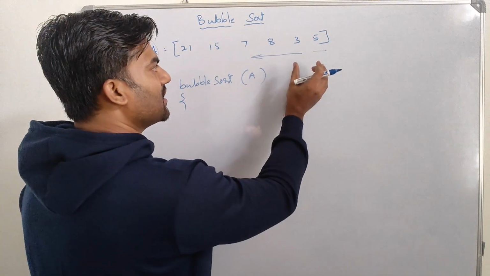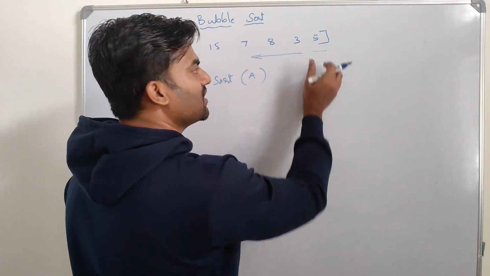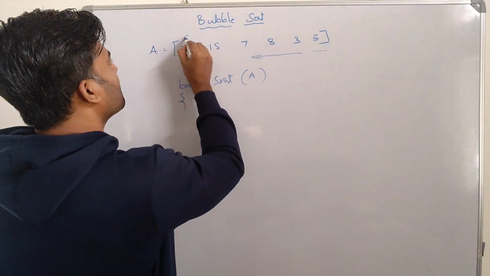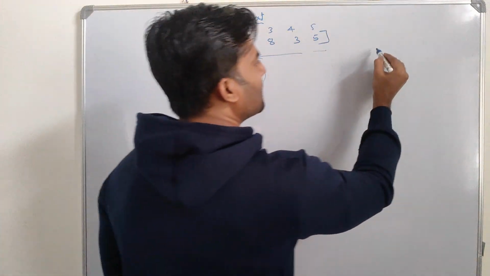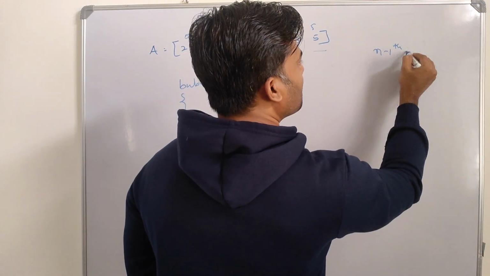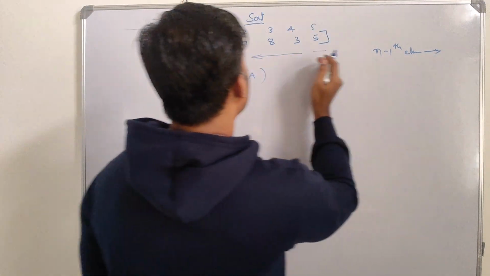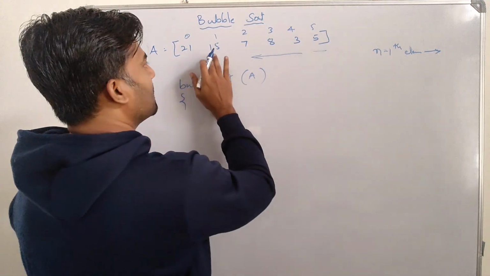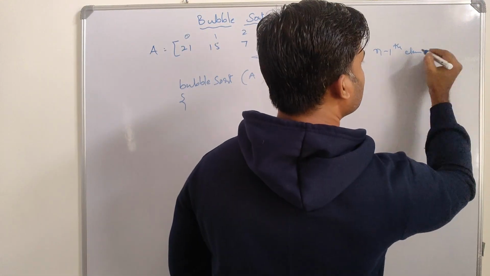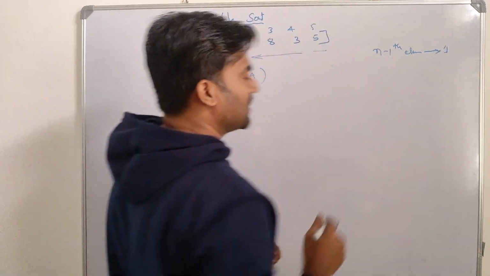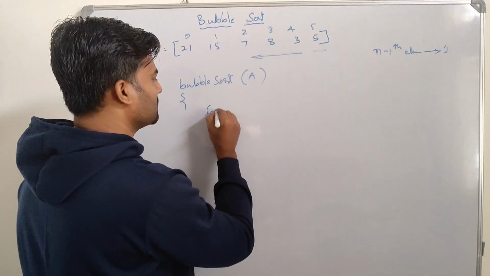Then I started from the last element, which, if it is starting from 0, will be my n minus 1th element. Then it moves towards the left and stops when it reaches 0. So n minus 1 to 1. This is the first iteration, so we will use the same.